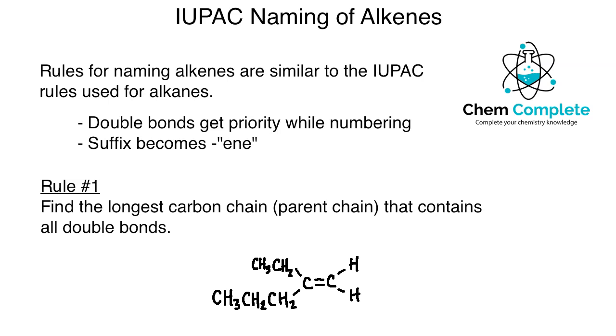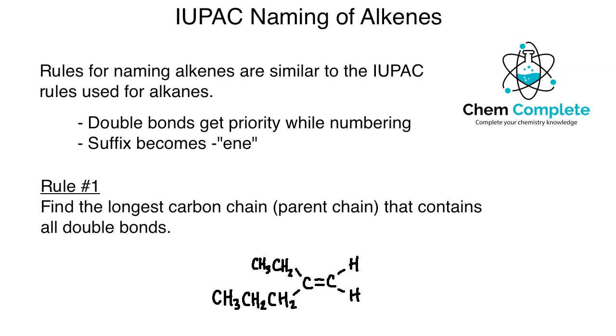Now, how is this going to differ from alkane naming? You're going to have double bonds that are now present. They will get the priority during numbering. When we were looking at regular alkanes, you would look at all the different substituents and give the lowest possible set of numbers that you could. Once we have double bonds present, they will be prioritized with the numbering. So even if you have methyl groups or ethyl groups or t-butyl groups, their priority will be lower relative to the numbering of the double bond. And then the suffix is going to become ene, E-N-E. Where we would normally have something like hexane, we will have hexene instead.